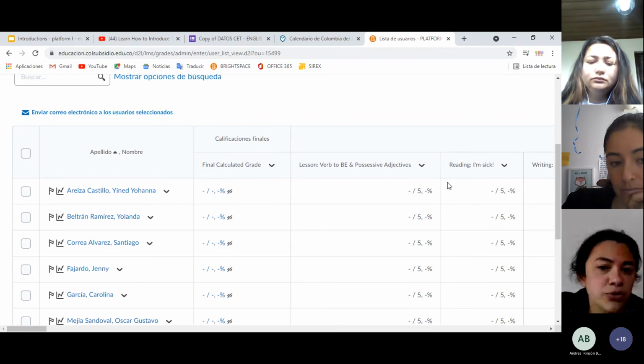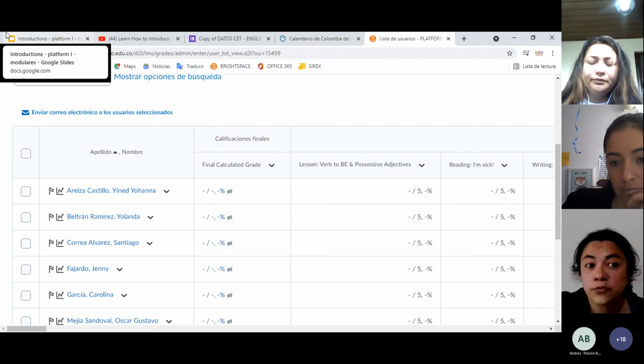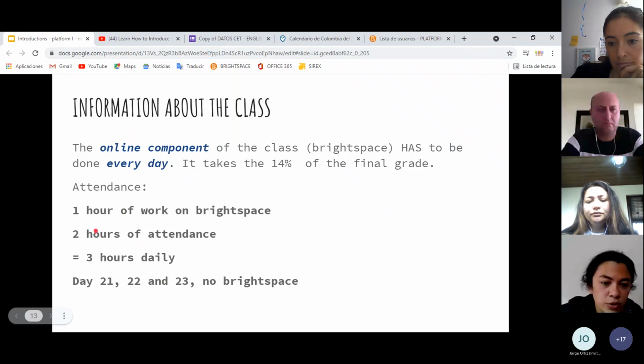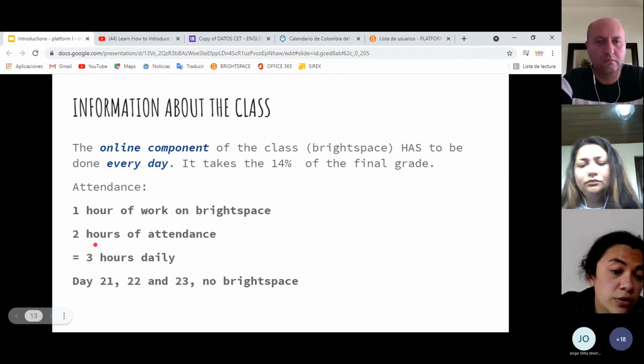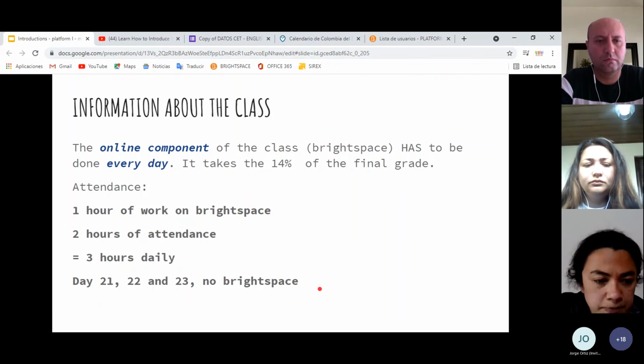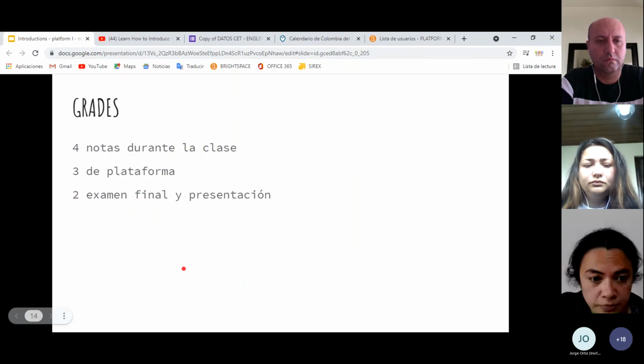I will try to use some of these activities during the class so that we can use them as well, and later you don't have too much work to do after the class, because the idea is to take advantage of the 2 hours during this month. So the idea is to work 1 hour on Brightspace and 2 hours here during the class, which is mandatory. The attendance is mandatory, all right? The idea is to work 3 hours daily on this English course.